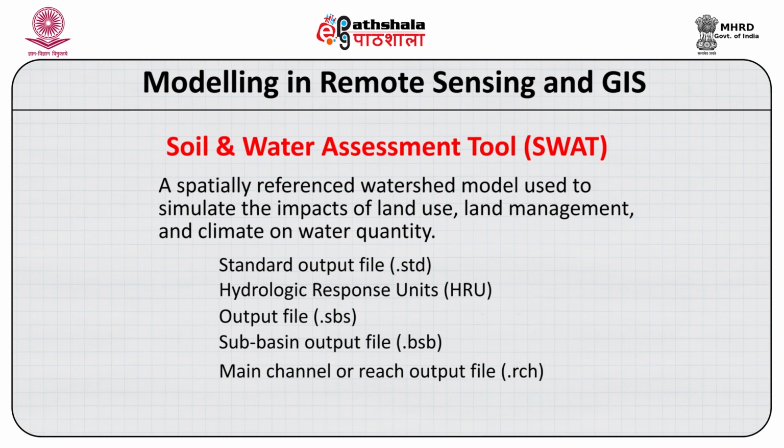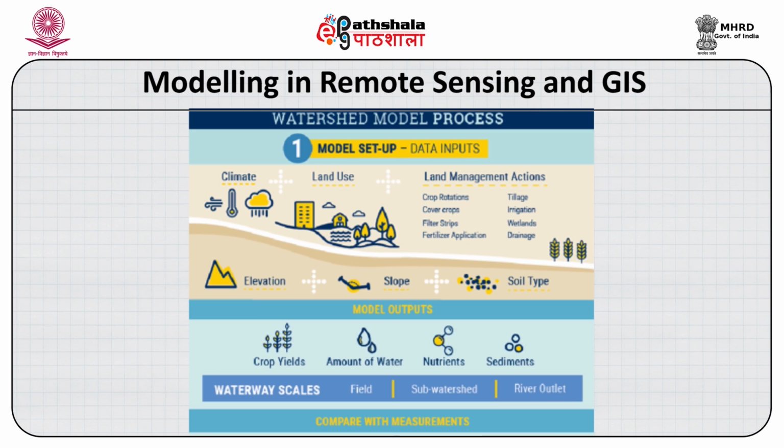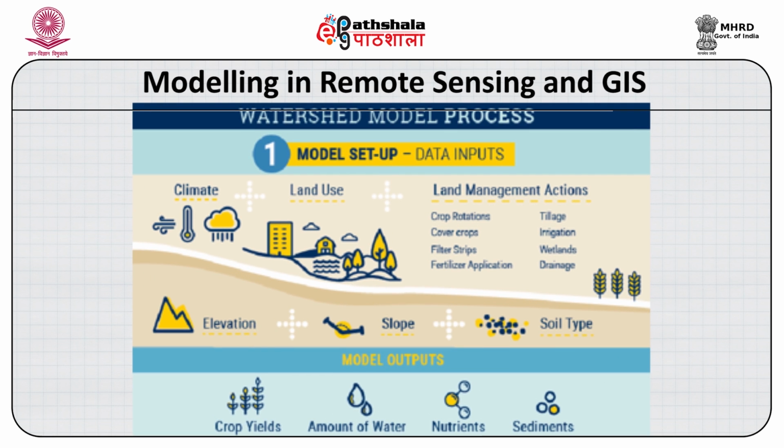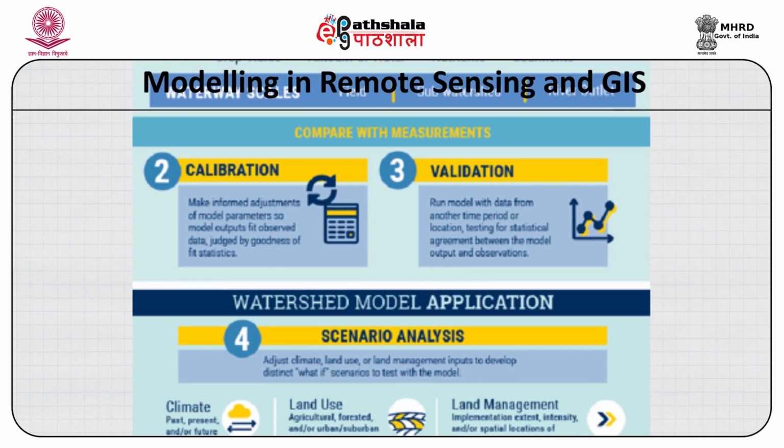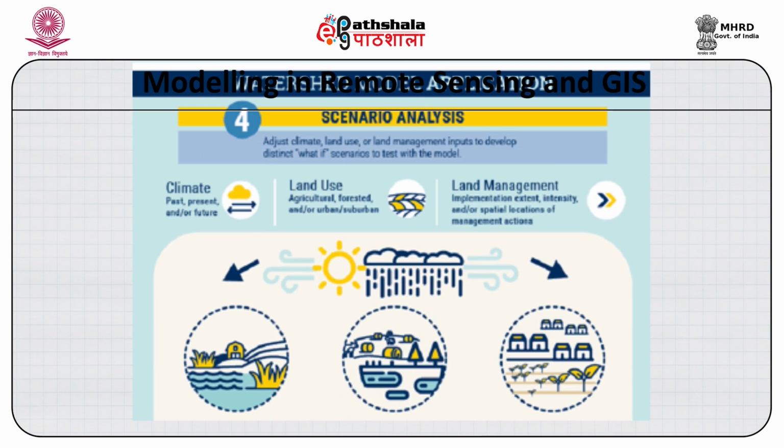Output data provides simulated water values of surface water flow, groundwater flow, crop growth, sediments, and chemical yields. Here you can understand it by the flow chart given as a water model process. You can see that in the water model process, the first point is model setup, which is the data inputs. The second point is calibration, the third point is validation, and the fourth step is scenario analysis.